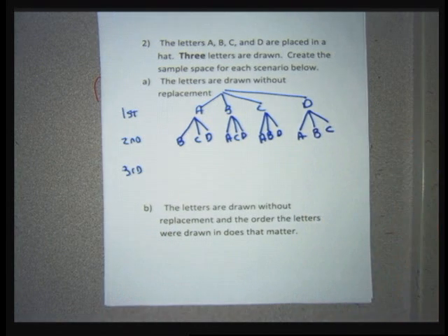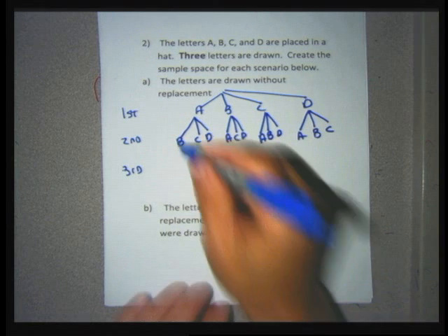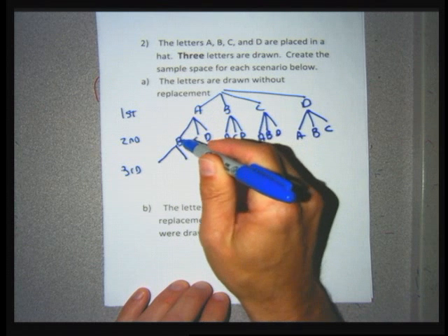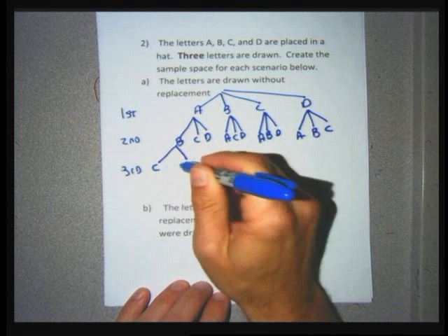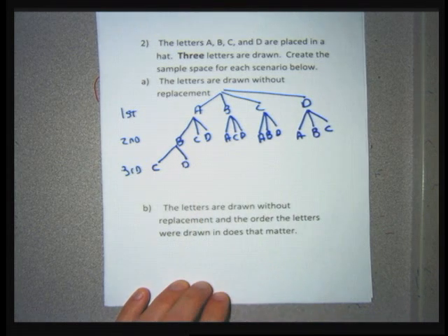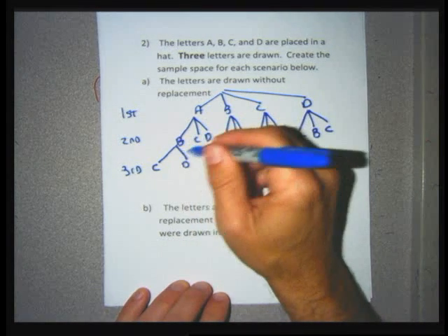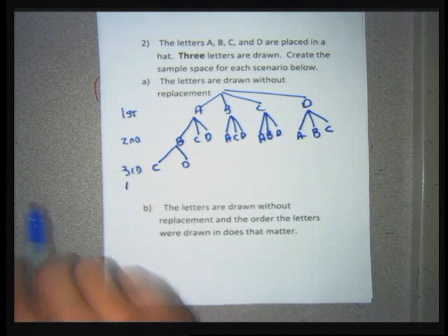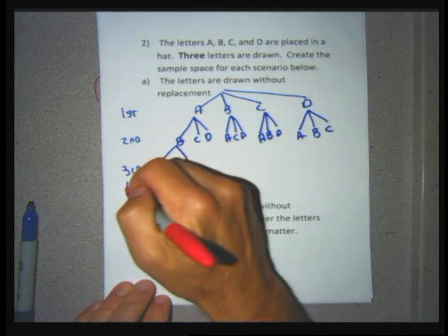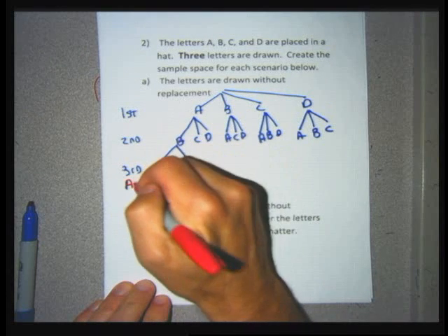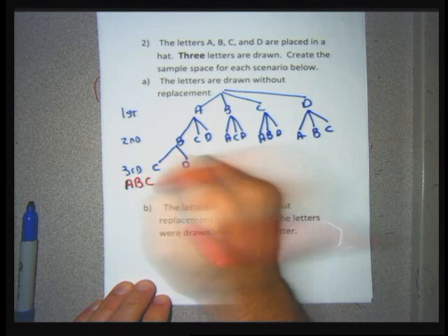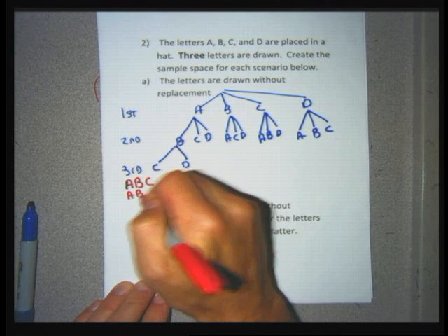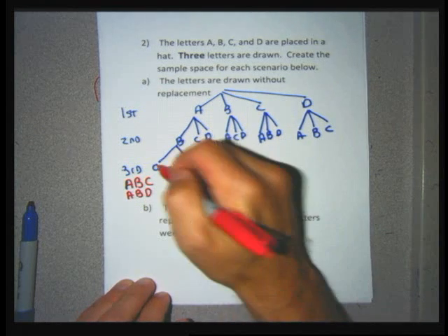Because I'm picking 3 letters, I need to make my branches go further. The next branch is picking an A first and then a B second, and then what I could pick is a C or a D, because I've already picked the A and the B. They're no longer able for me to select. So let me start to write my sample space. Let me do red. So this part of the tree would be giving me an A first, a B second, and a C third, and also giving me an A first, a B second, and a D third. So now I'm done with this branch.